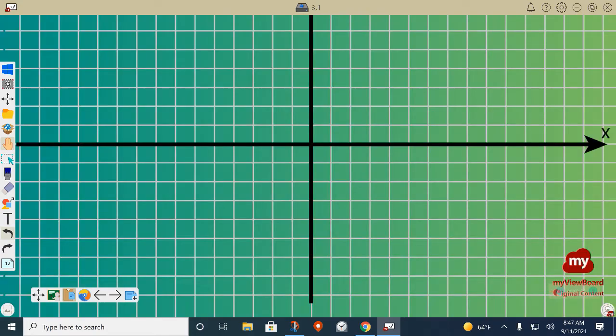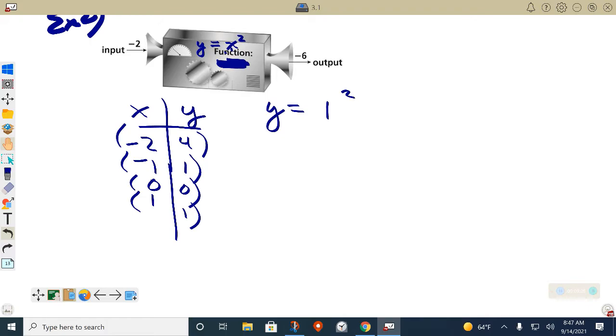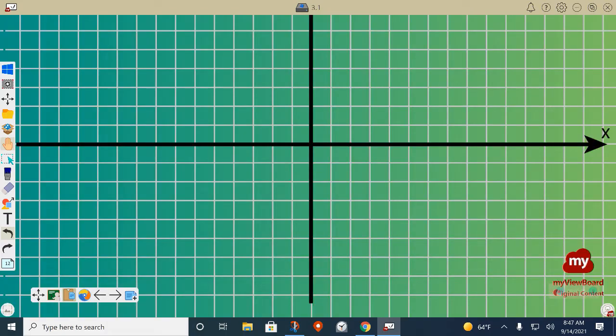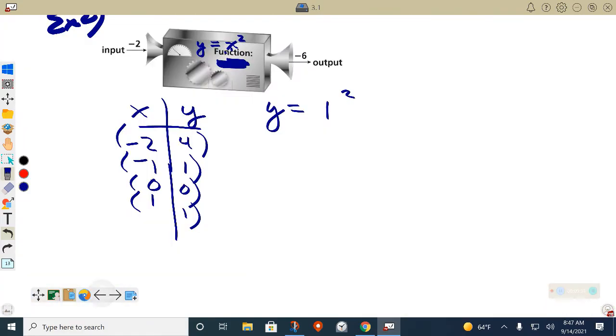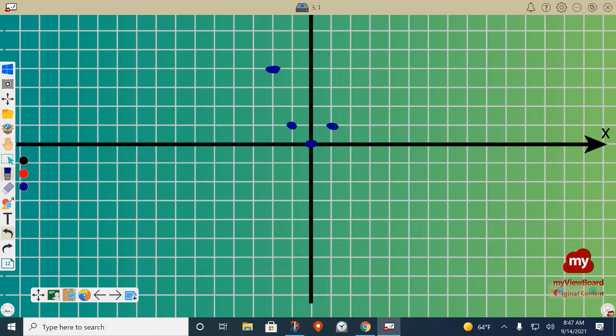There we go. -2, 4. -2, 4. Okay. -1, 1. All right, so far, so good. 0, 0. It's not looking like a line, that's for sure. 1, 1. Interesting.